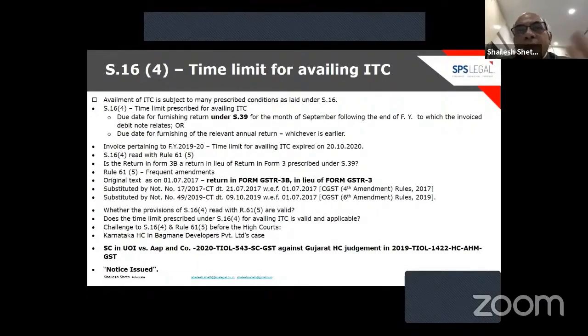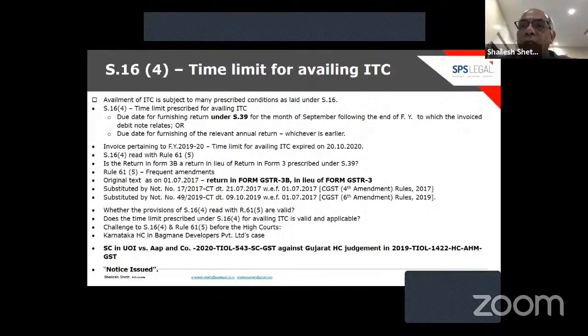Incidentally, initially for 20 days, in July 17 itself, 3B was actually made in lieu of 3. However, immediately thereafter, the government actually omitted the words "in lieu of". So their intention was very clear that 3B is not a substantive return like 3. And now it cannot be considered as in lieu of 3. If GSTR 3B cannot be said to be in lieu of 3, then the question of my considering it a return under Section 39 for the purpose of Section 16(4) does not arise.